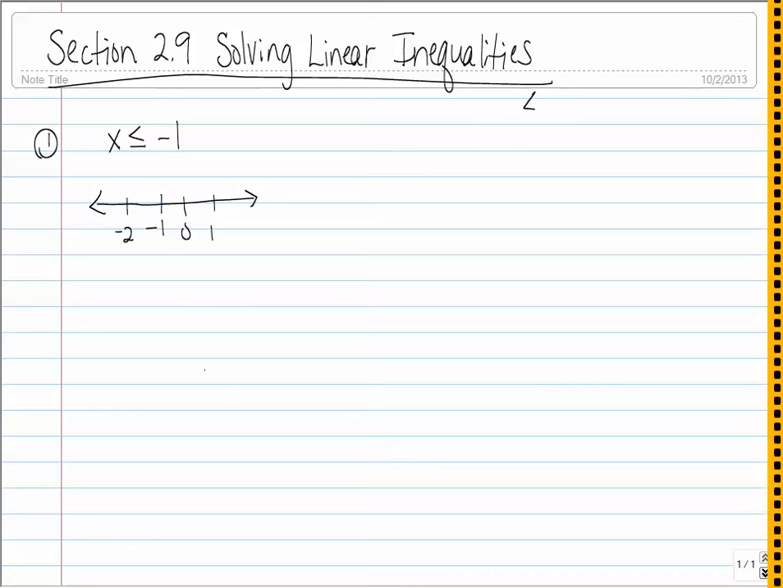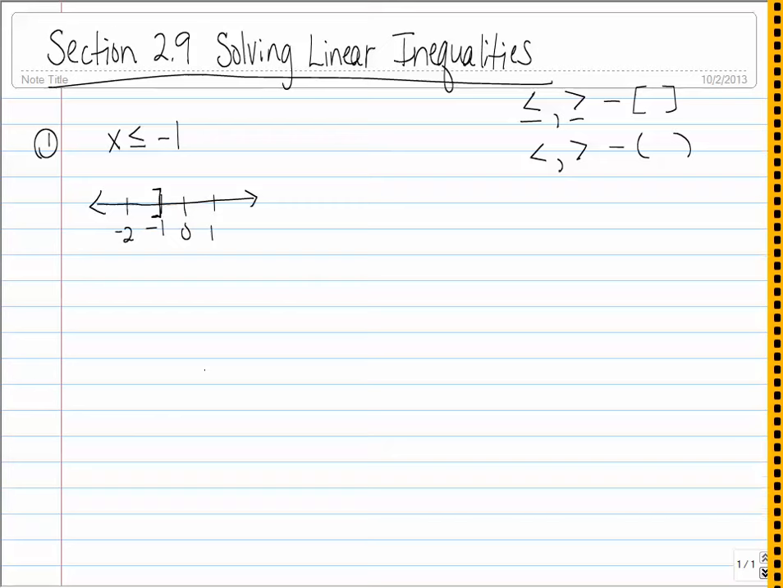So anytime you have these symbols, when you graph it or write in interval notation, you're going to use brackets. Anytime you have these symbols, you're always going to use parentheses. The brackets show that that number can be included as part of that answer. So if you want to graph x is less than or equal to negative 1, you put a bracket right here on negative 1, and you shade to the left, because those are the numbers that are less than negative 1.